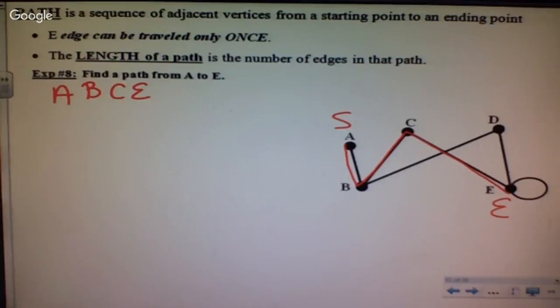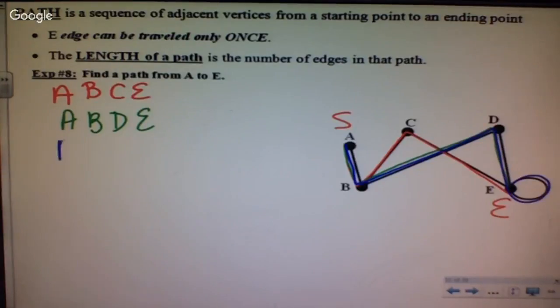Okay? We've got a couple of them. I can go from A to B to D to E. A, B, D, E. I can also go from A to B to D to E and around E and back. So we're at A, B, D, E. I know, it's extra, right?